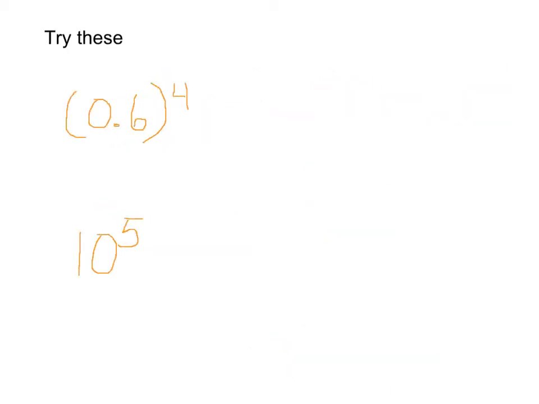I've got 2 problems that I'd like you to try. These are your extra credit problems. These are the two that you need to have done when you show up to class on Thursday. We've got 0.6 to the fourth power, and we've got 10 to the fifth power. Just complete these on a piece of paper, show up in class, and we will rock and roll.